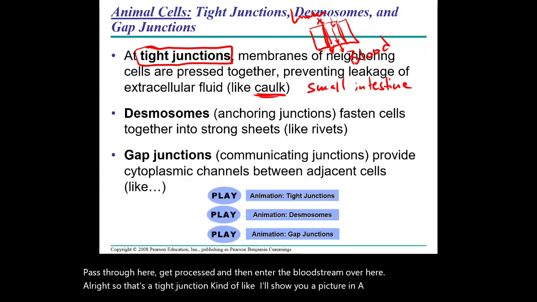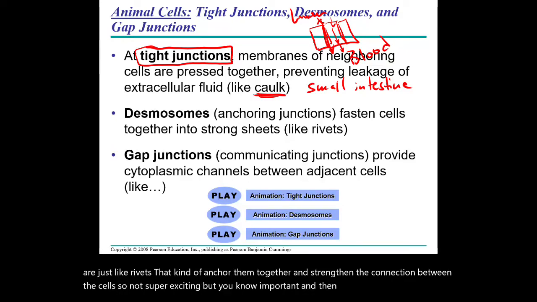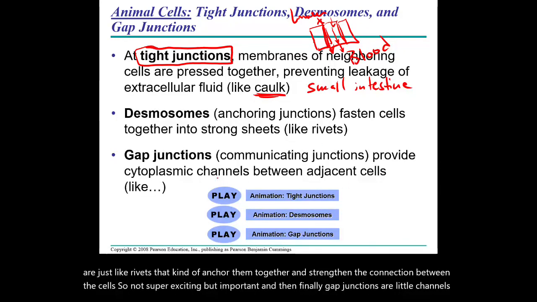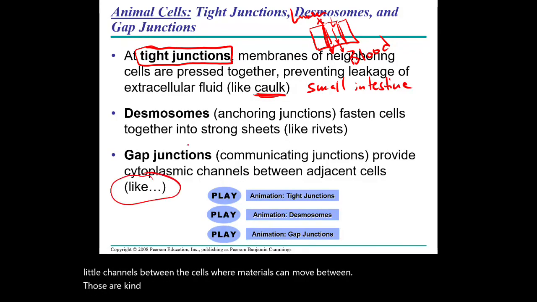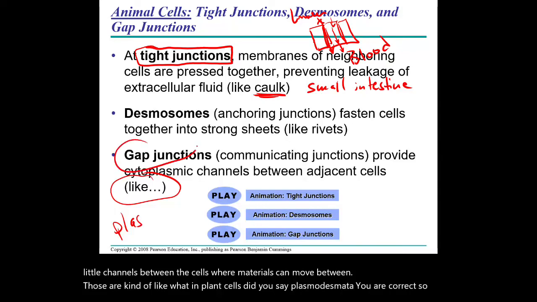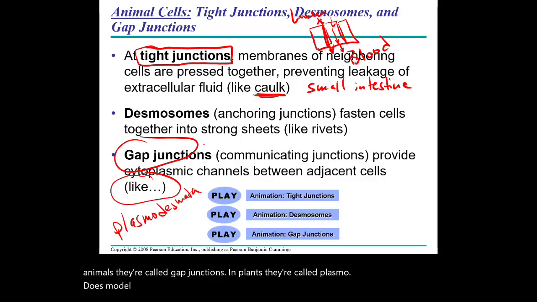Desmosomes are just like rivets that anchor them together and strengthen the connection between the cells. So not super exciting, but important. And then finally, gap junctions are little channels between the cells where materials can move between. Those are kind of like what in plant cells? Did you say plasmodesmata? You are correct. So in animals, they're called gap junctions. In plants, they're called plasmodesmata. They're equivalent. Different structure or whatever, but similar function.